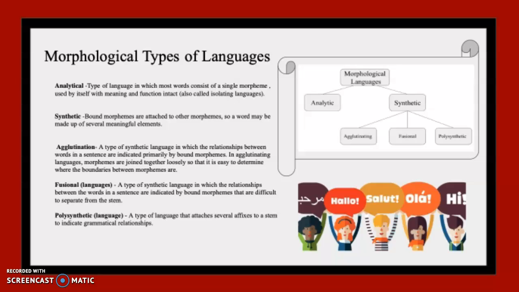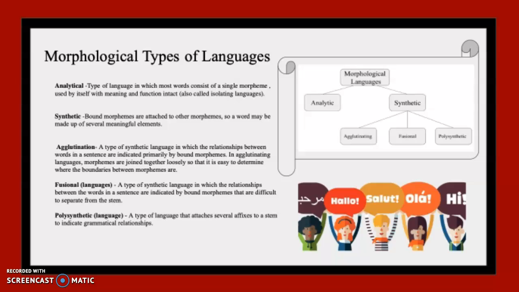Analytic languages are sequences of free morphemes. Each piece of the language can be taken by itself and it has a meaning independently. Affixes are not really used in these languages. Mandarin Chinese and various other East Asian languages are good examples of this.